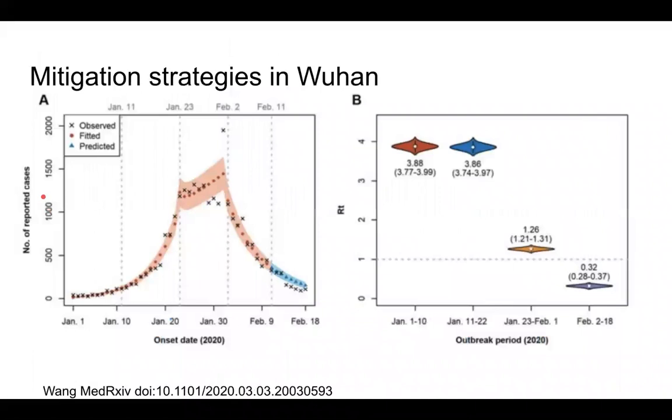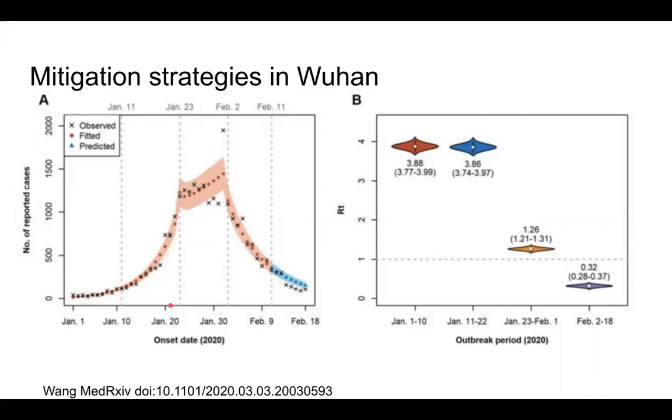You can see the number of identified cases by time period with their model fit on the left figure. The first time period was from January 1st to January 11th, when there were no restrictions. The second time period was from January 11th to January 23rd, when there were no restrictions but massive human movement because of the Spring Festival.